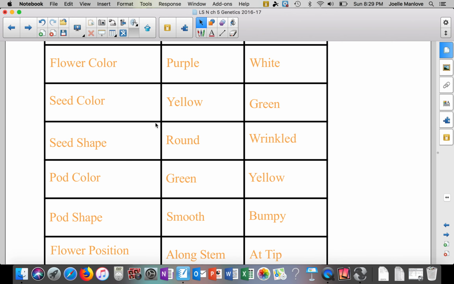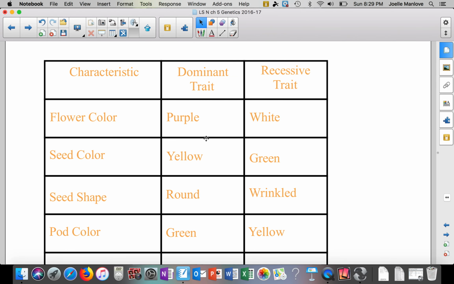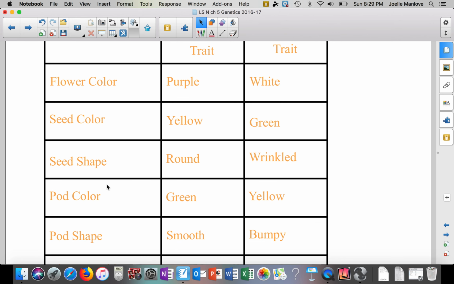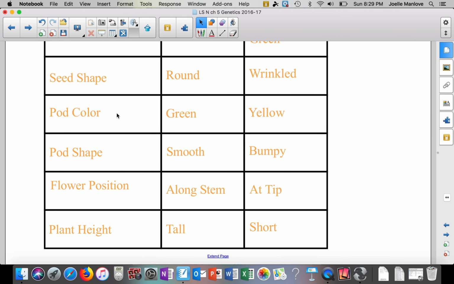Okay, you can find a table that looks a lot like this in your textbook, just so that you know what the dominant trait and the recessive trait for each one of Mendel's characteristics are. So this is going to be really important when you're doing the Punnett squares that we're going to get to pretty soon. So make sure you probably bookmark that page in your textbooks, just so you know what those are.